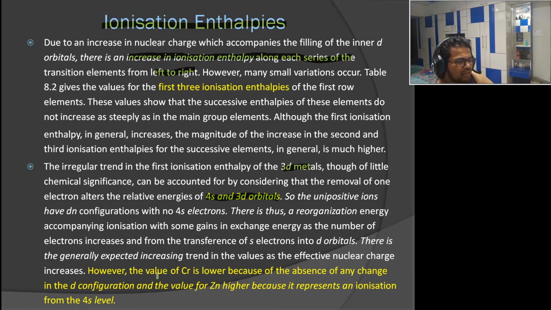Next it says the value of chromium is lower because of the absence of any change in its d configuration, and zinc is higher because of its representation in the 4s. Technically, if you see chromium, that's 4s1 3d5, and that's the reason why it says that, because of the absence of any change in the d configuration, the value is lower. Zinc is 4s2 3d10, so that's completely filled, so definitely it will be higher there. That's one.